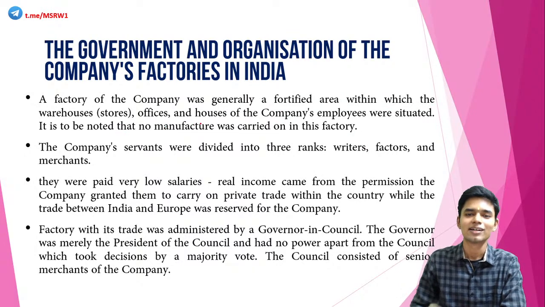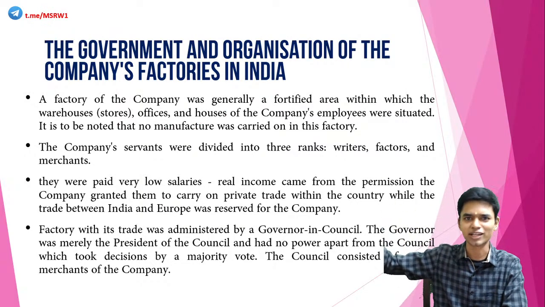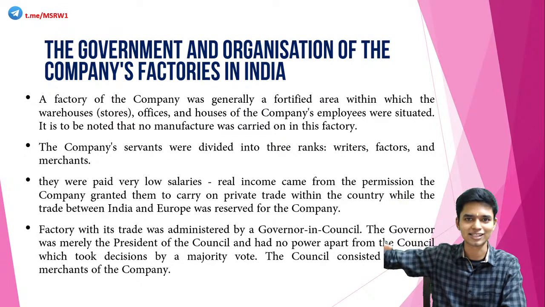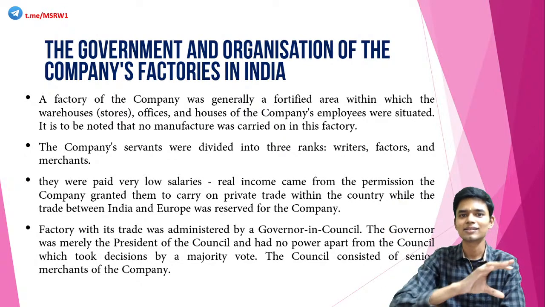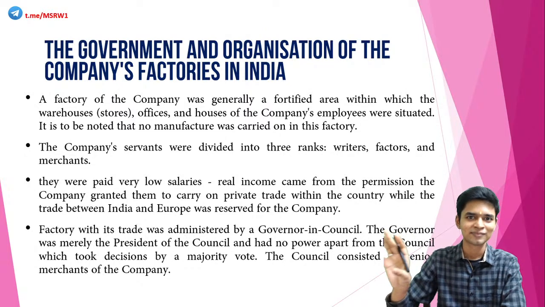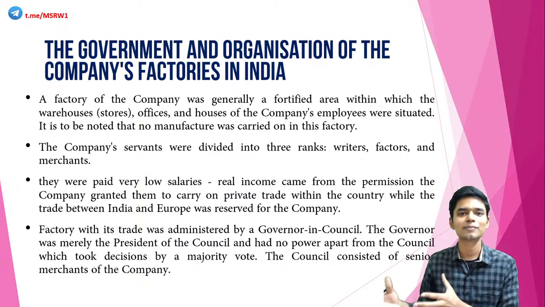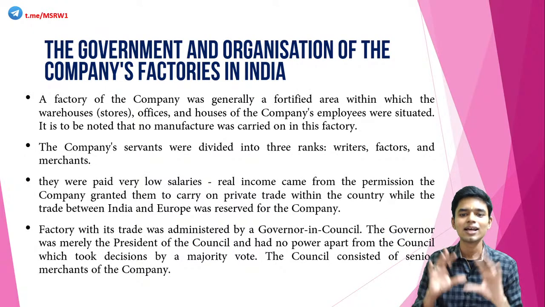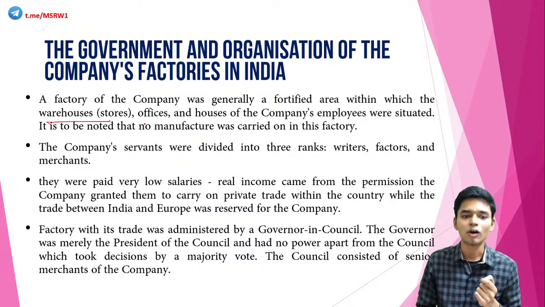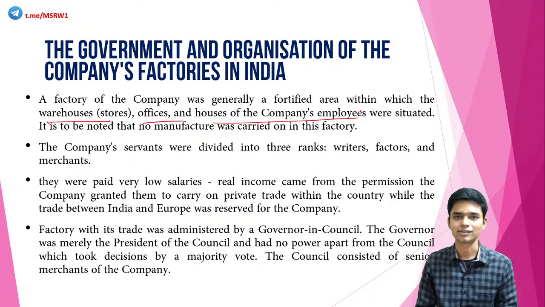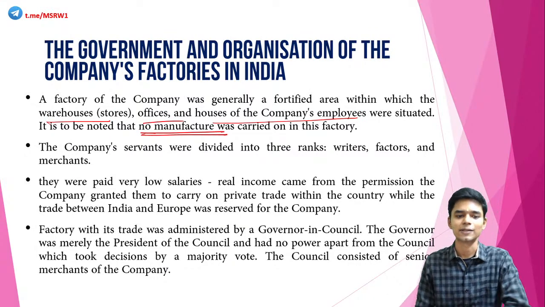Normally, when we say factory, we always think about big machines, lots of laborers working around, etc. But when we say a factory of the English East India Company, it has nothing to do with manufacturing. Generally, an English East India Company's factory in India means a fortified area where the company had warehouses, offices, and houses for the employees. That's all. No manufacturing happened in this factory.